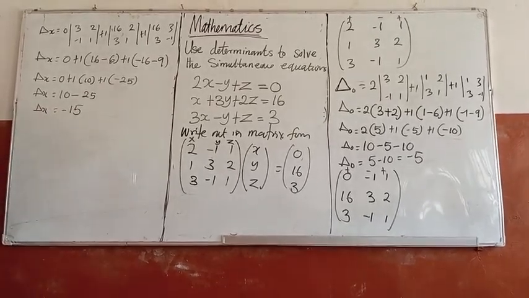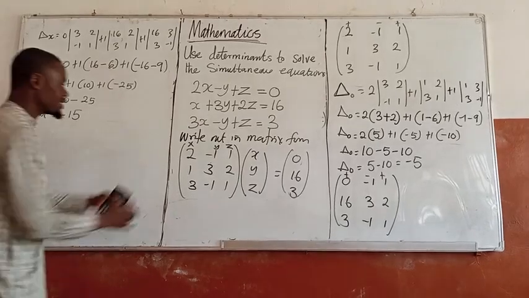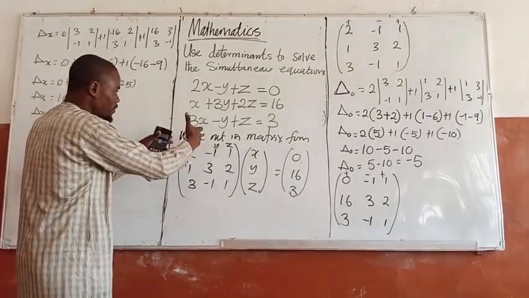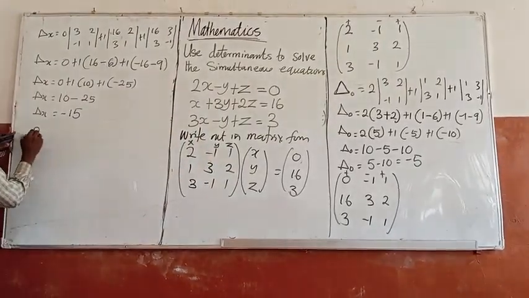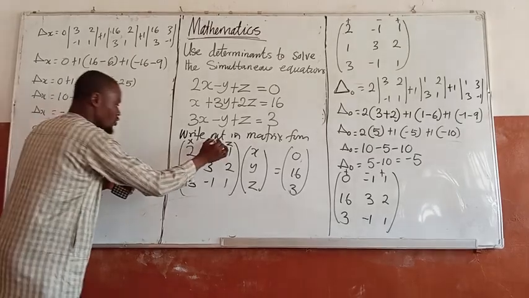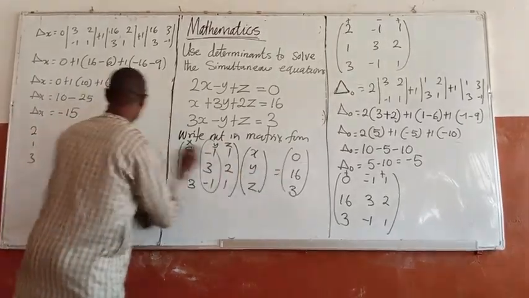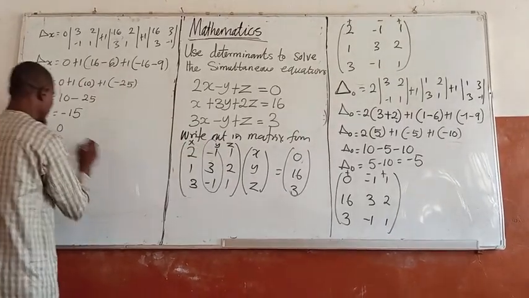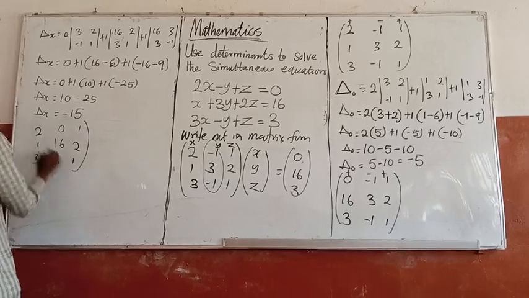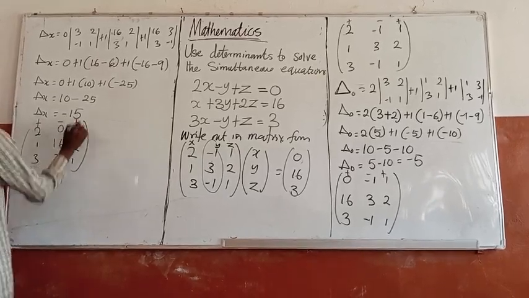So we have to find delta y. How can you find delta y? Because from the previous, the first instance, this one is 2. We have to leave it where it is: 2, 1, 3. The column of y we're going to change to the answer, which is 0, 16, and 3. Then we leave this one constant: 1, 2, 1. Using the same method, we have plus, minus, plus.